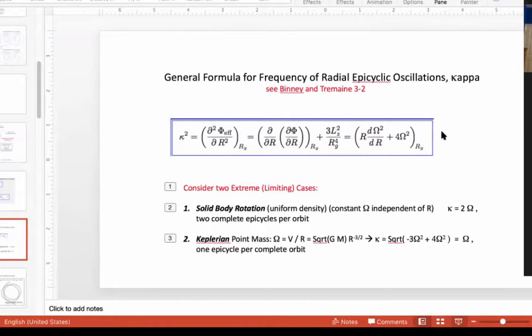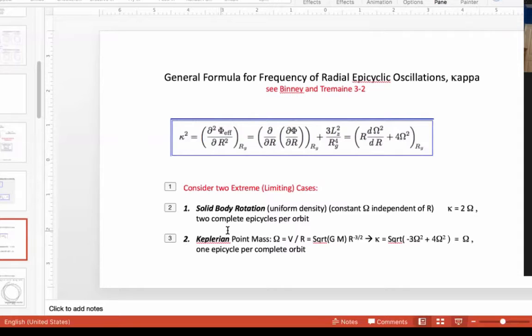Two simple examples which will maybe demystify this a little bit and make you feel more comfortable with the formula. How about example number 1? This is not realistic except maybe in the central parts of galaxies. What if the galaxy was rotating like a merry-go-round in solid body rotation, so omega is a constant at all radii? They all go around with the same number of radians per year. And so there'd be no radial derivative at all, no radial dependence of omega squared. So the first term here would be in that case what? 0.